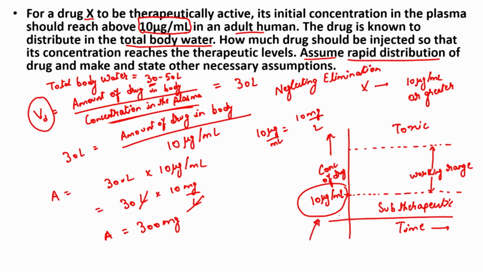Obviously, in a real scenario we will have to inject a lot more than this, because there will be elimination as well, and we want to be above this concentration, not at it. So, 300 milligram is the bare minimum that we will have to inject for the drug to be therapeutically active. Obviously, if we would have assumed the total body water to be 50 liter, this would have turned into 50 liter multiplied by 10 mg per liter, giving us a value of 500 milligram.